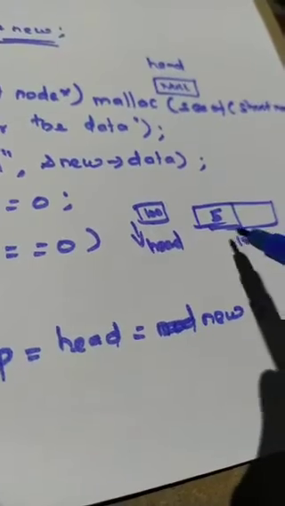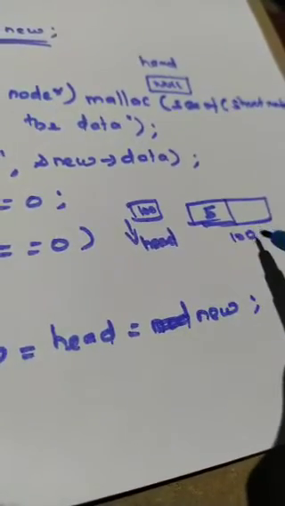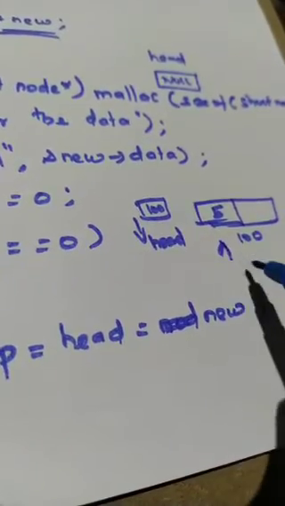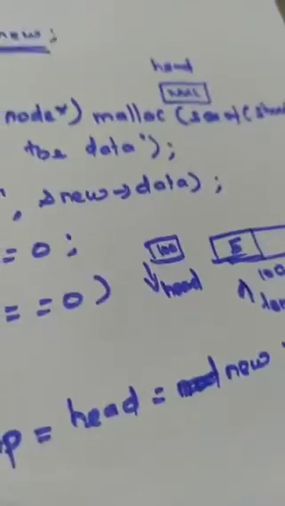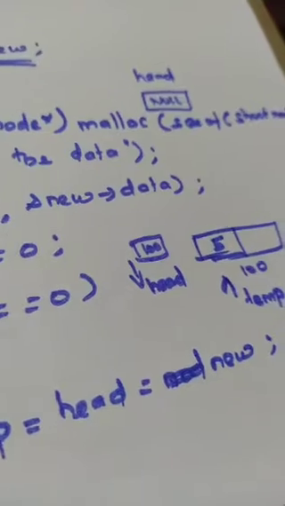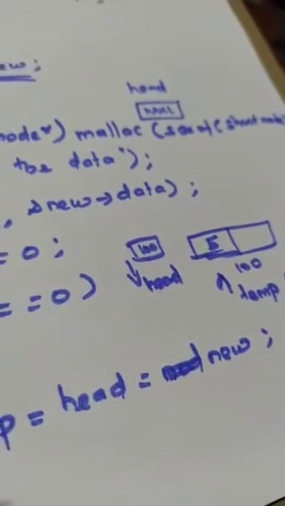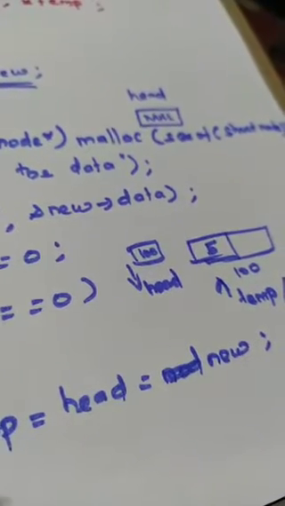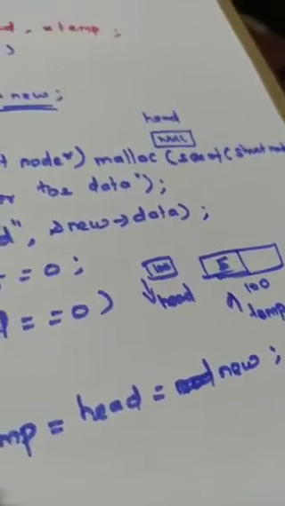Okay, now after inserting the first data, temp will point to the first node, which is new, and head also points to the first node, only if I don't have any data in the list, which means head is equal to 0. Okay, so let me explain the else case.